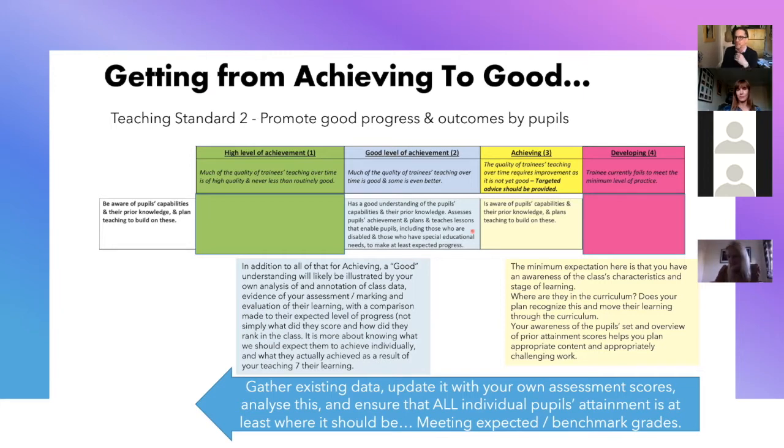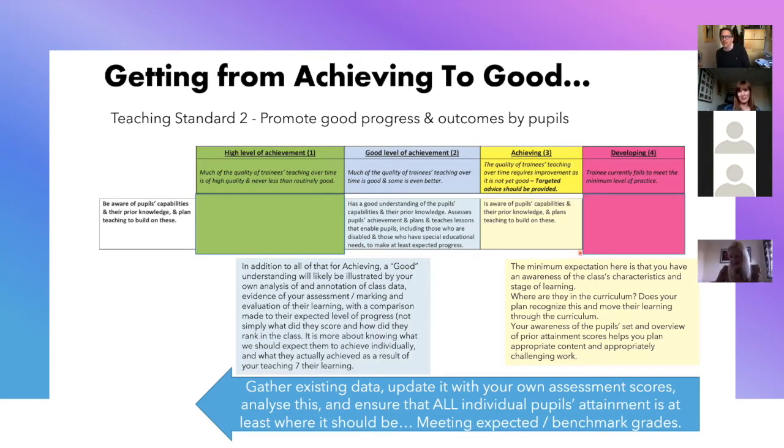So you've got two statements. They're about teaching standard 2, and the substandard is this one: to be aware of a pupil's capabilities and their prior knowledge and plan teaching to build on these. Now I've focused on achieving and good, because I know that's where many of you are. Some of you are already on good and you'll be looking at going to high, but we'll talk about that one next. But many of you might be on achieving for that one at the moment and be looking to try to get it good. So look at the difference in the statement.